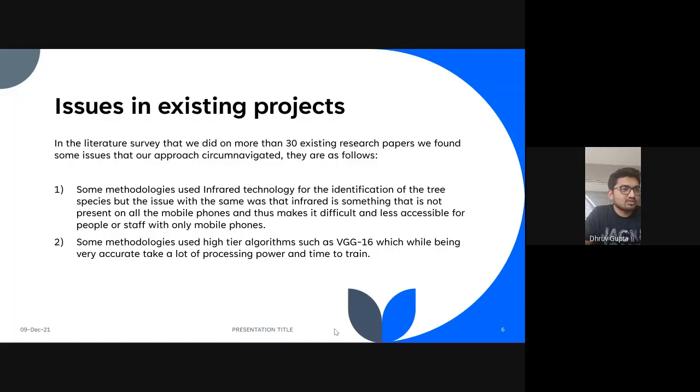Issues in existing projects. In the literature survey that we did on more than 30 existing research papers, we found some issues that our approach circumvented. They are as follows. Some methodologies used infrared technology for the identification of the tree species, but the issue with the same was that infrared is something that is not present on all the mobile phones and thus makes it difficult and less accessible for people or staff with only mobile phones. Some methodologies used high-tier algorithms such as VGG16, which, while being very accurate, take a lot of processing power and time to train.